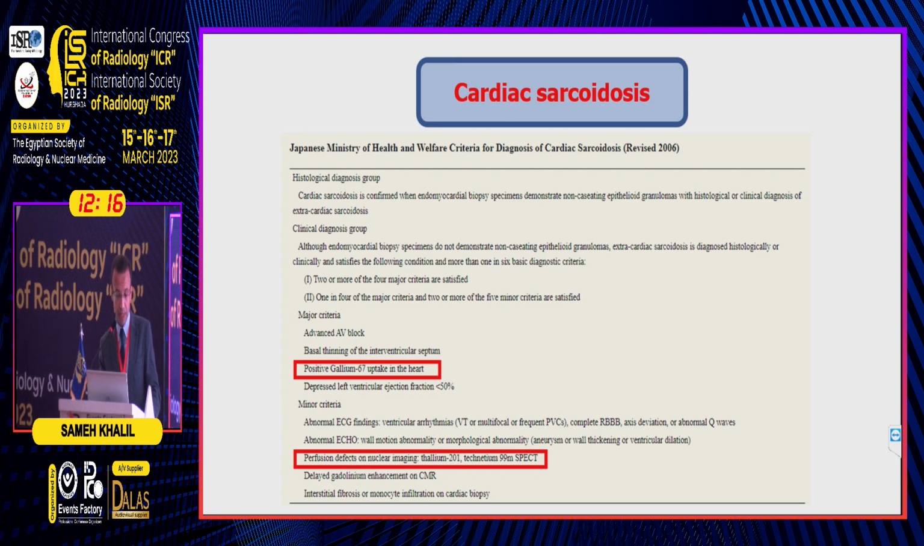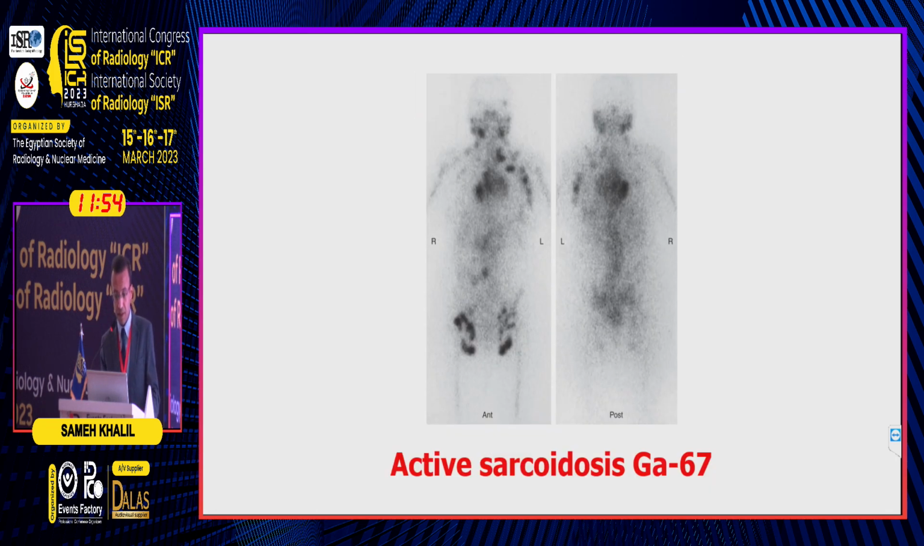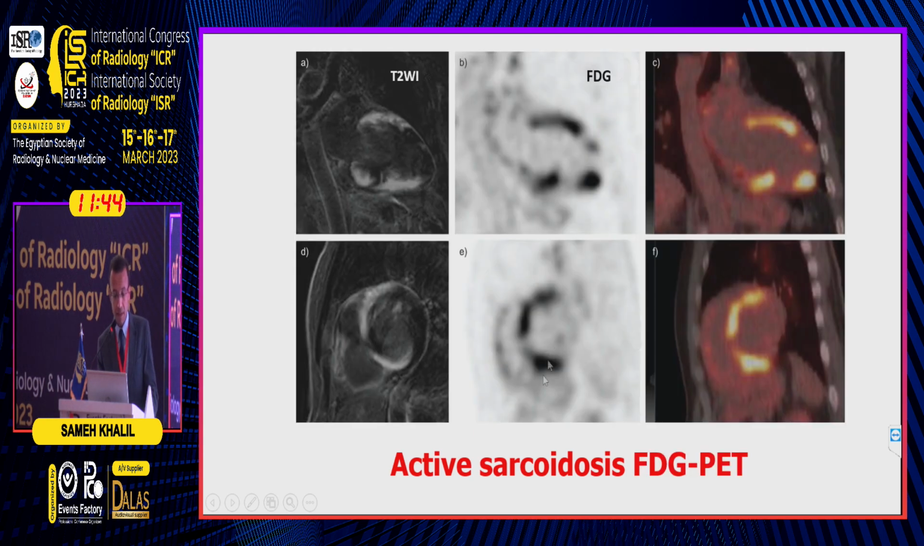Mentioned that we have two criteria from the nuclear imaging world. I think in the future revision of these criteria, we will replace the nuclear tracers gallium-67 and thallium with PET FDG studies. This is the traditional image of gallium, active sarcoid, above and below the diaphragm. And this is the image of FDG PET.